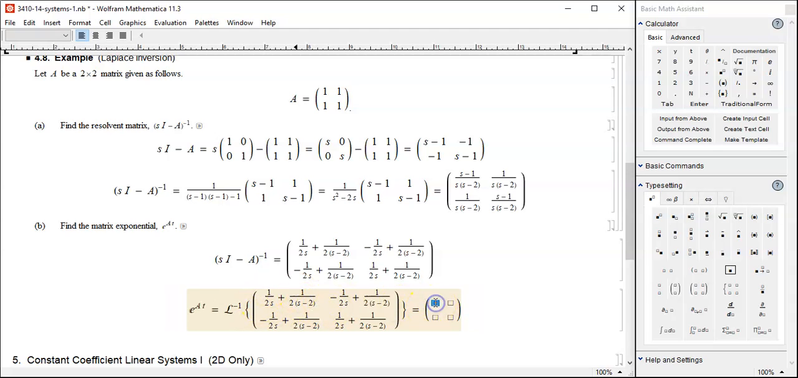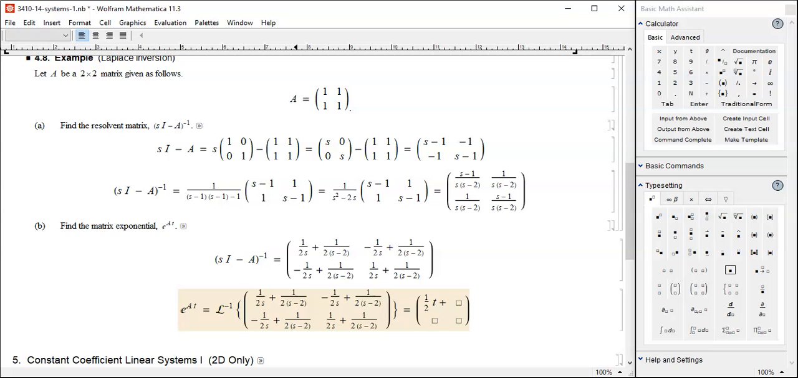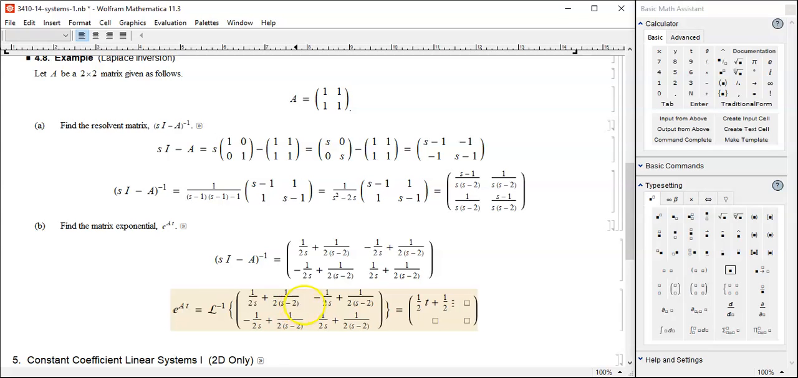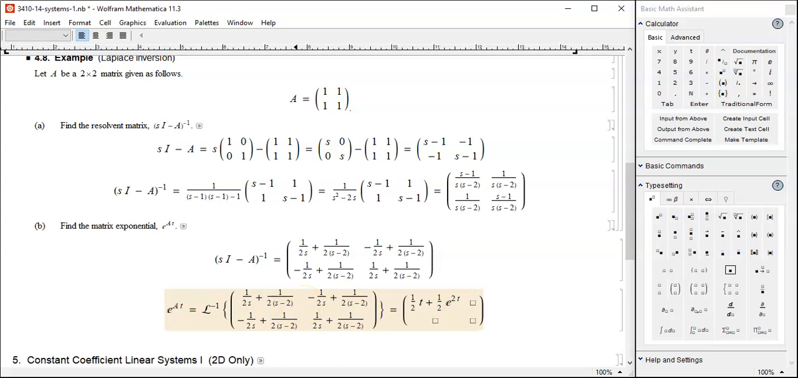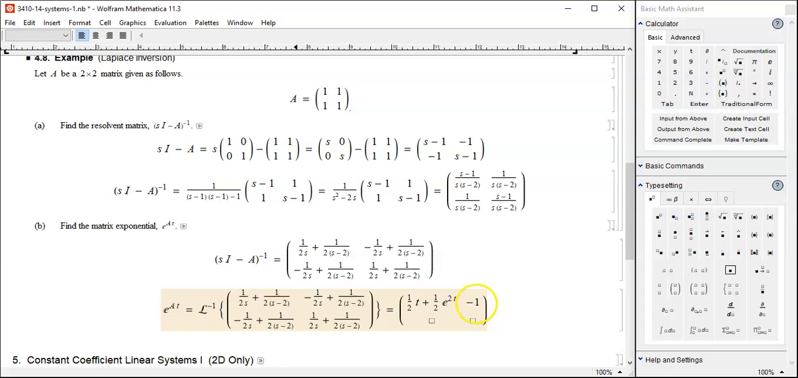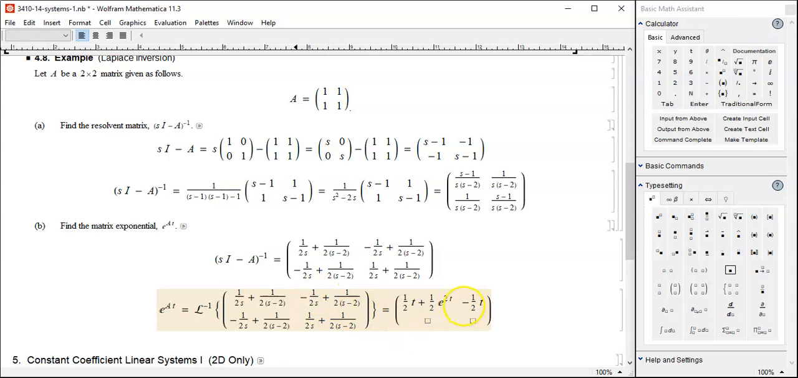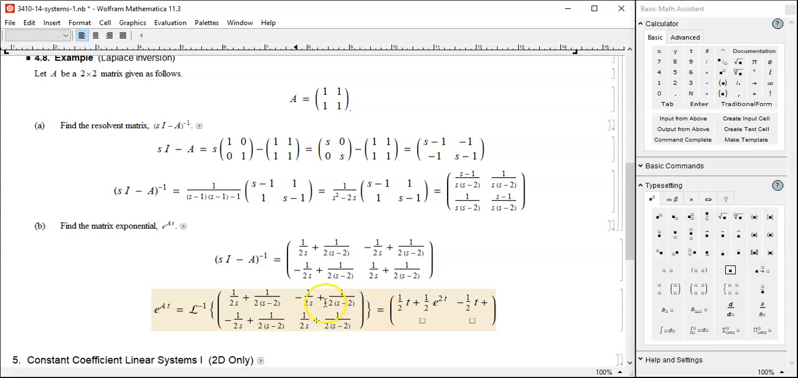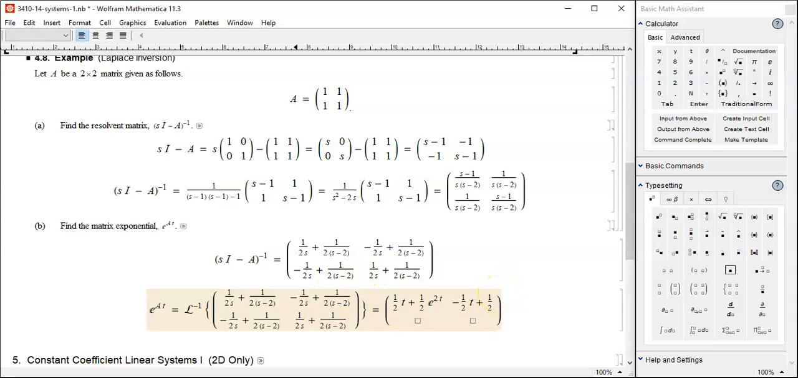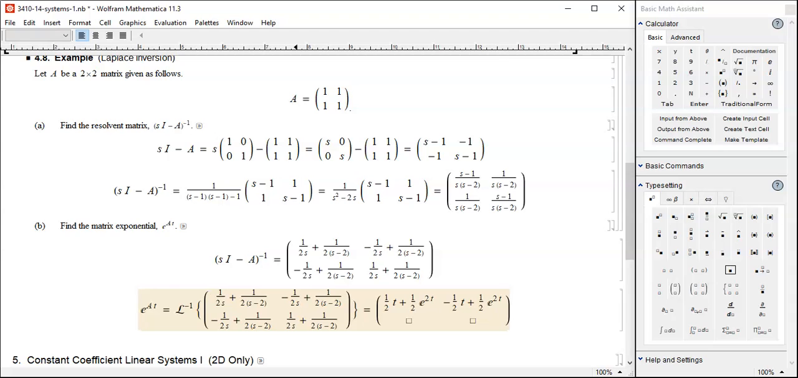Okay, the first one, 1 over 2, and then Laplace inversion of 1 over s is t. 1 over 2, the Laplace inversion of 1 over s minus 2 is e to the 2t power. Next, the Laplace inversion of 1 over negative 2s is negative 1/2. And then the Laplace inversion of 1 over s, that's going to be t, plus this one, 1/2 e to the 2t power.